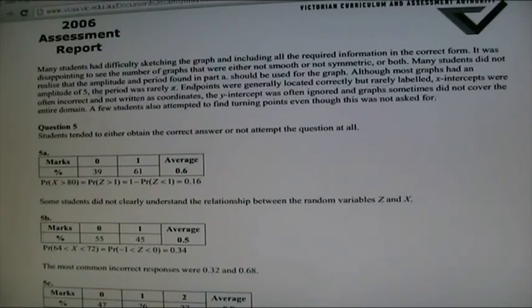X-intercepts were often incorrect and not written as coordinates, so we did do coordinates. We found the y-intercept. A few students also attempted to find the turning points, which you didn't need to do. Okay, so there's our assessment report. Always worthwhile reading, and please practice graphing and also solving for those trig functions.